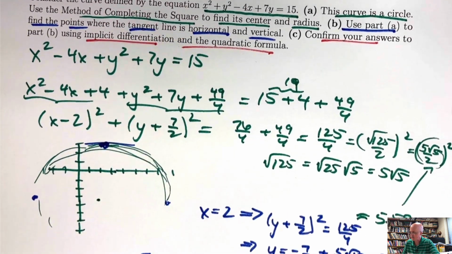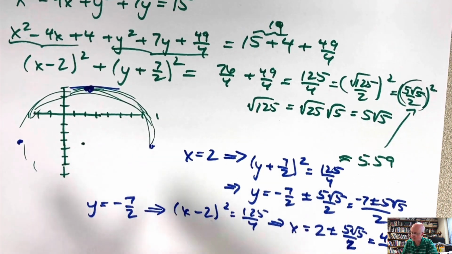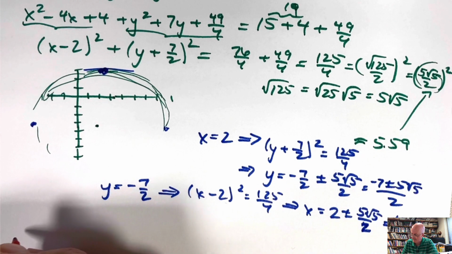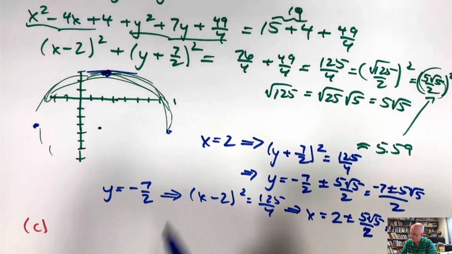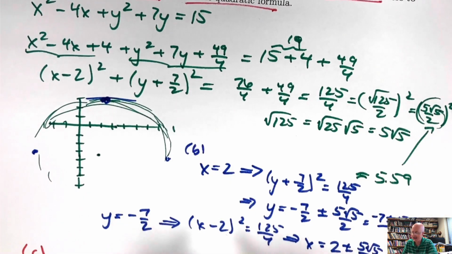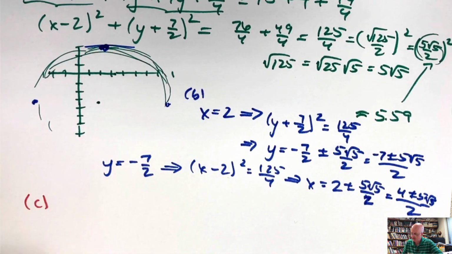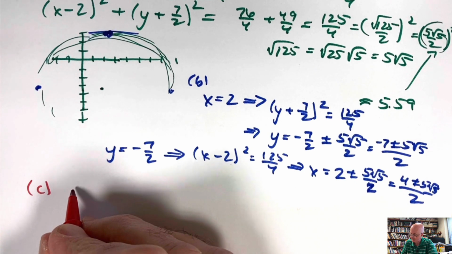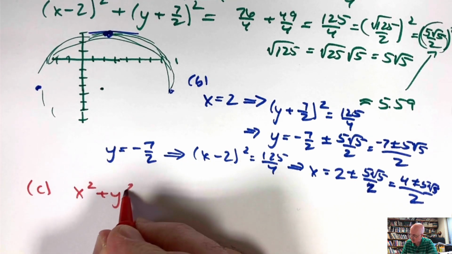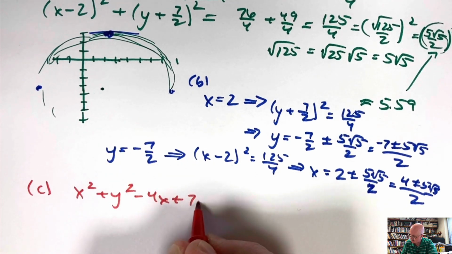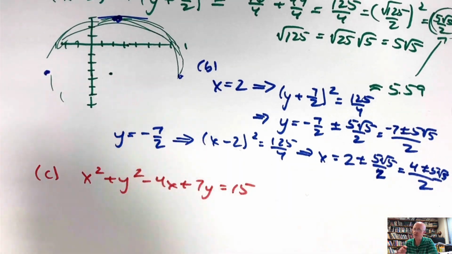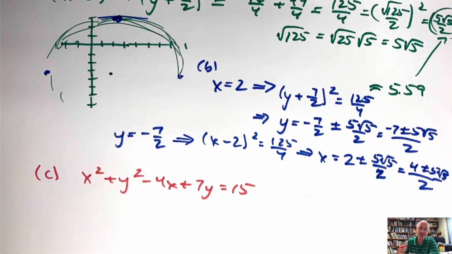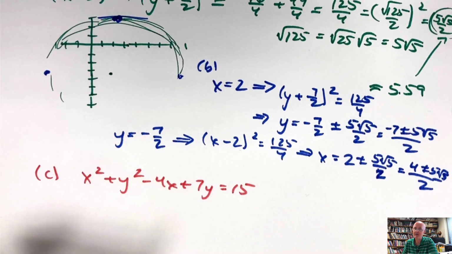We'll see if the quadratic formula is really necessary, or maybe I can already use what I did in part B here. So this is now part C. This blue was part B, and the green was part A. Part C, we want to use implicit differentiation. X squared plus y squared minus 4x plus 7y equals 15 was the equation. We're trying to find the slope, and where the slope is 0, that's where the tangent is going to be horizontal. And where the slope is infinite, where we'd be dividing by 0, that would be where the tangent line is vertical.